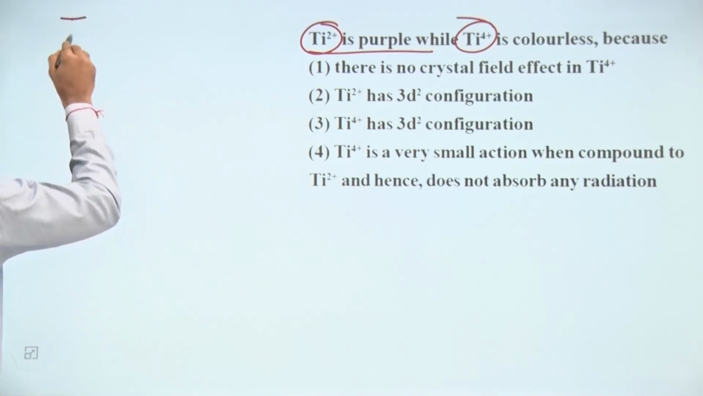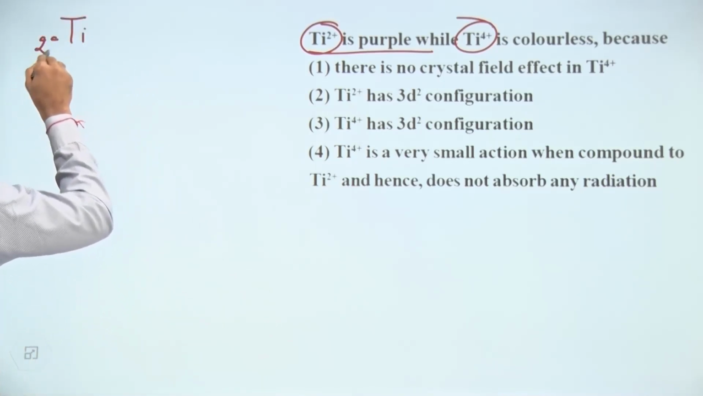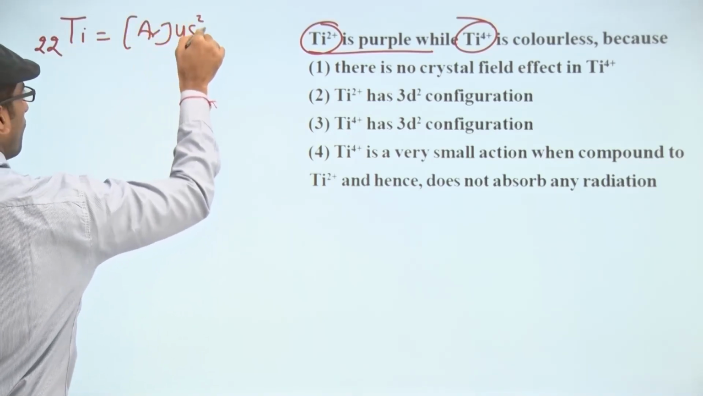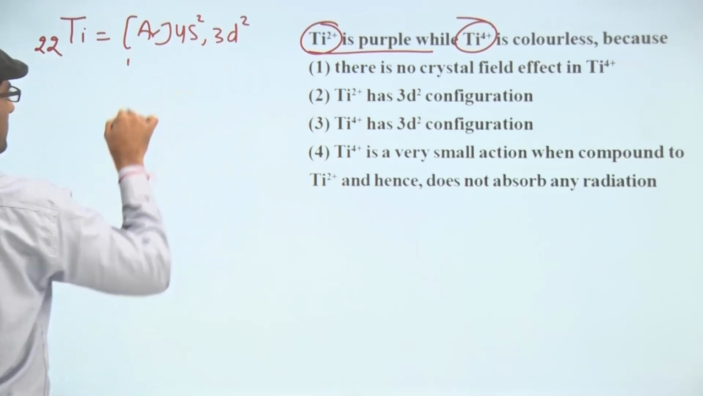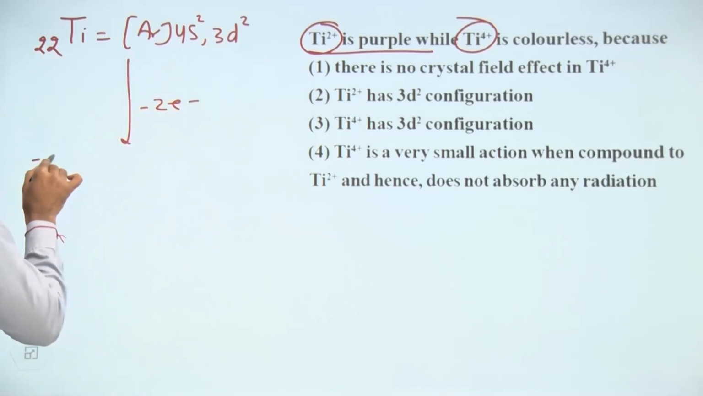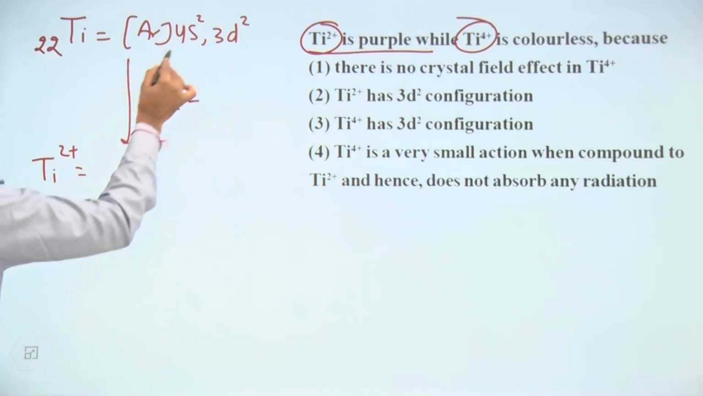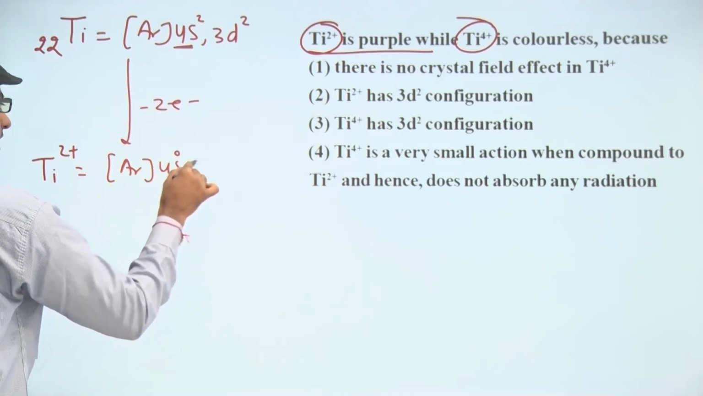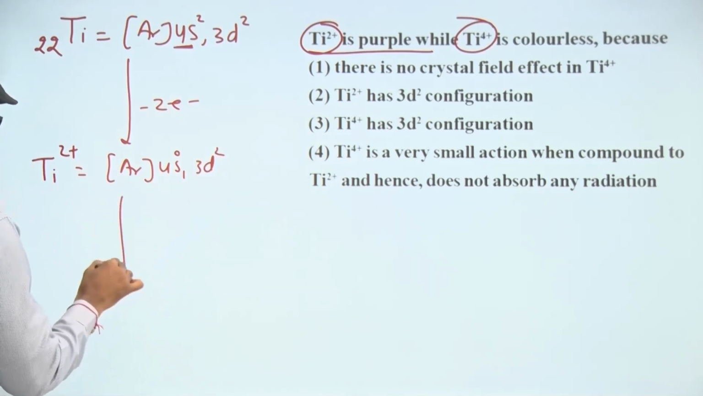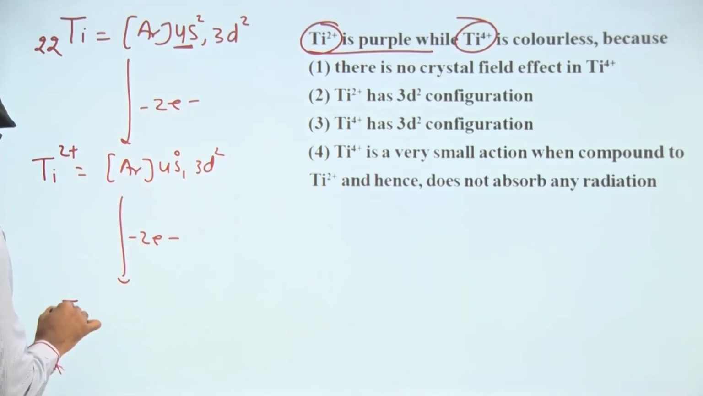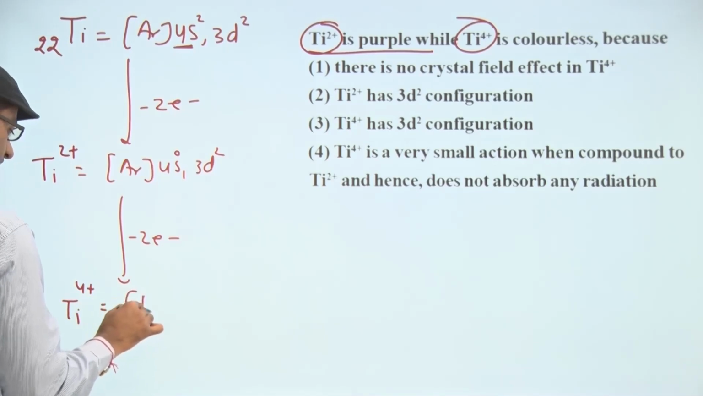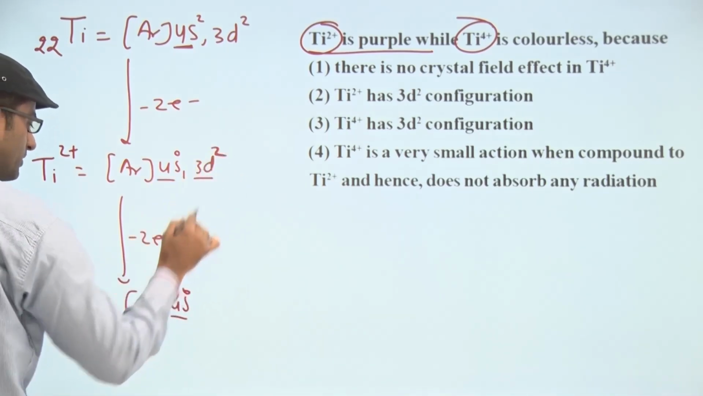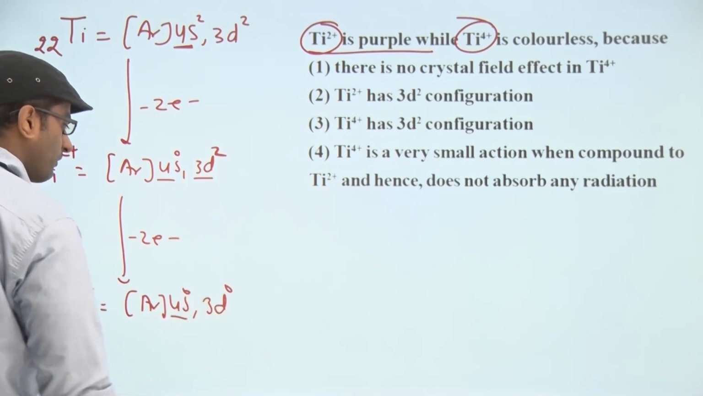So the configuration of titanium, atomic number 22, is argon 4s2 3d2. Next, after removal of 2 electrons, it converts into Ti+2, and the 2 electrons are removed from the outermost shell, that is 4s: argon 4s0 3d2. Next, after removal of 2 more electrons, it converts into Ti+4 and the configuration will be argon. Earlier we had 4s0, now 2 electrons are removed from 3d2, so 3d0 is the configuration.